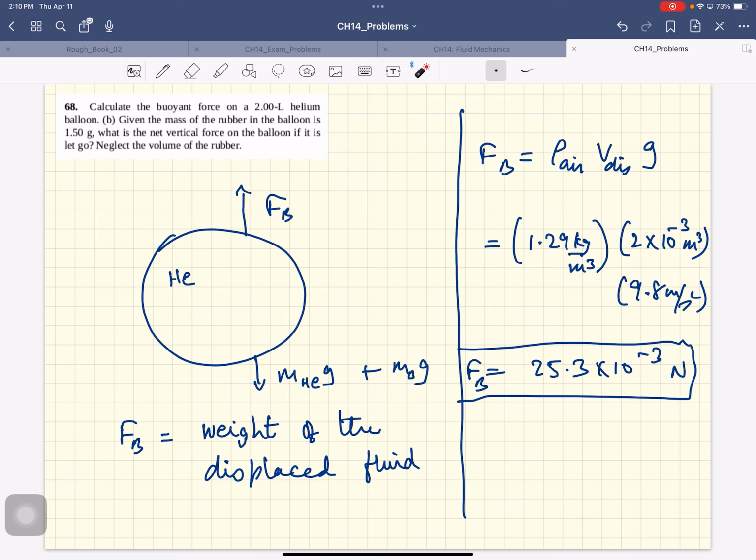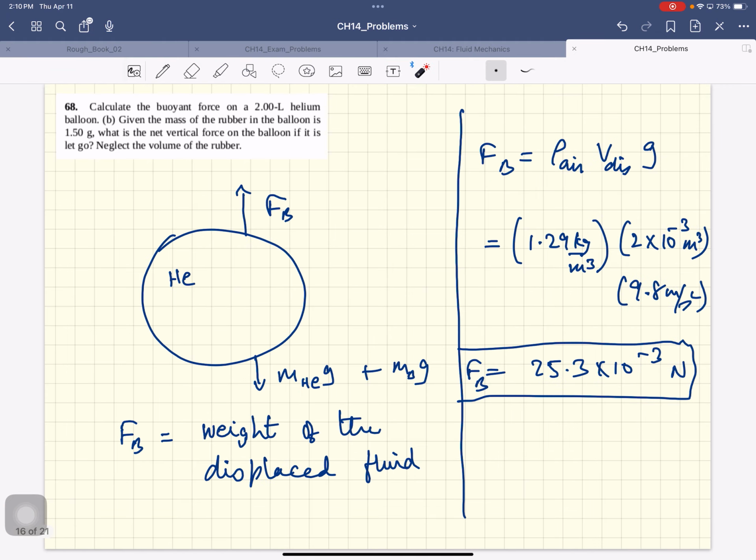All right, so essentially, divided by 10, that's 2.5 grams of air that's displaced. Okay, that's 2.5 grams. All right, let's calculate the mass of helium and the mass of the balloon. So let's calculate this one.